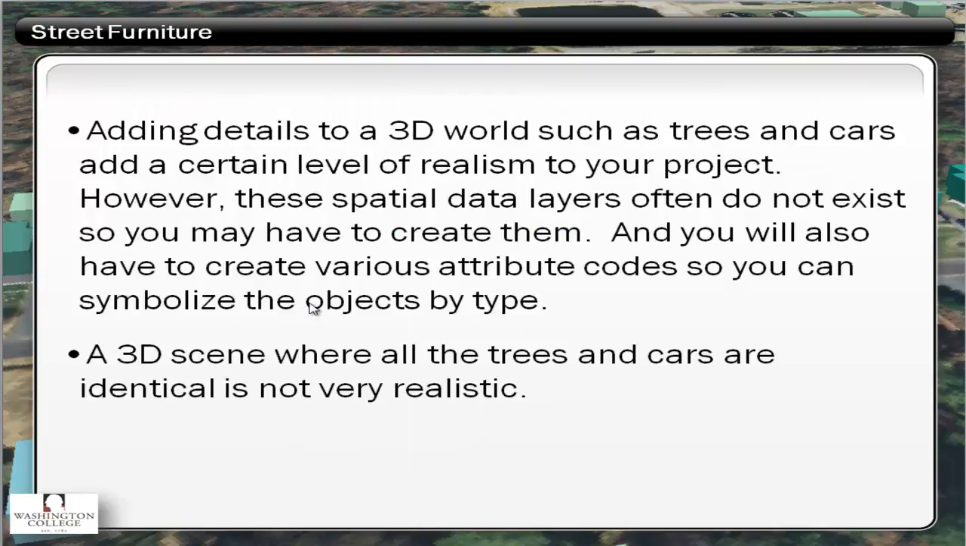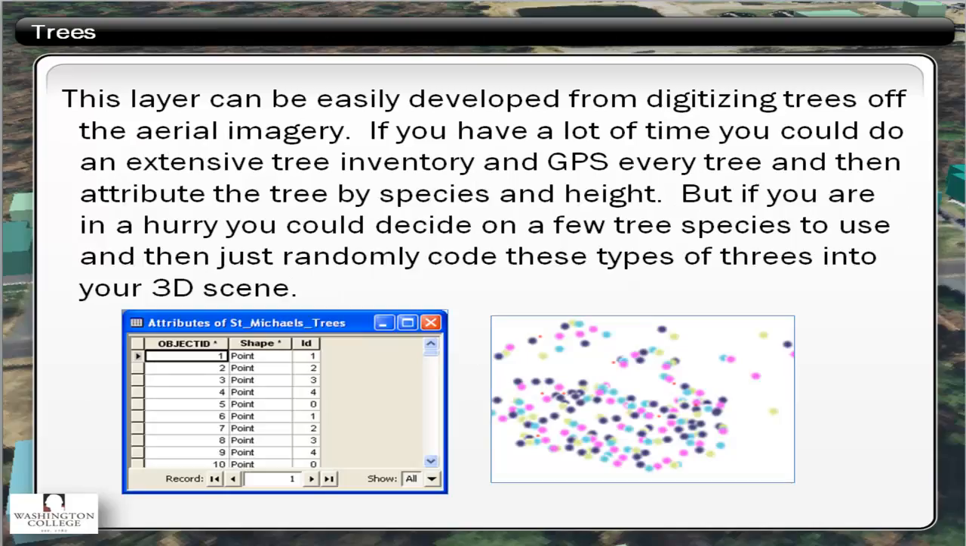It's kind of peculiar if it ever happens to you. So when you're trying to add things like trees and cars, you may or may not have these data layers, so you may have to create them, and you may have to create some attribute codes so that you can have some variety. You don't want to have the same tree throughout the entire scene or the same car throughout the entire scene. So in the case of trees, for the St. Michael's project, we went out and basically put dots on the trees from the aerial photographs. In theory, you could go out and GPS every tree, but you're probably not going to have the time to do that.